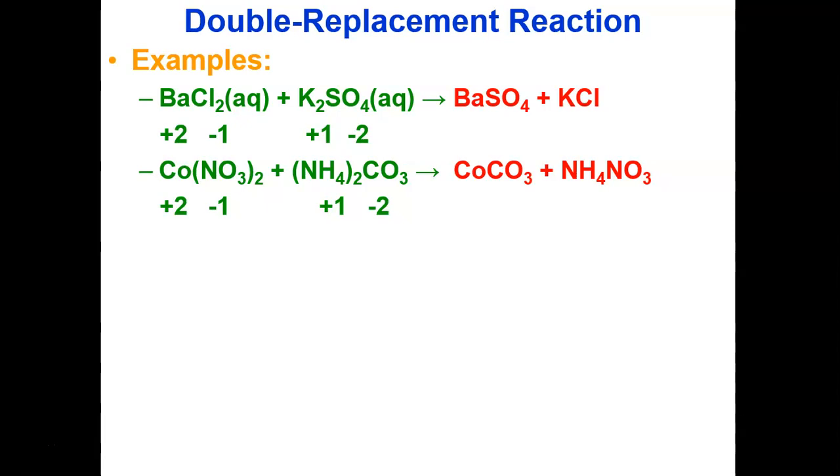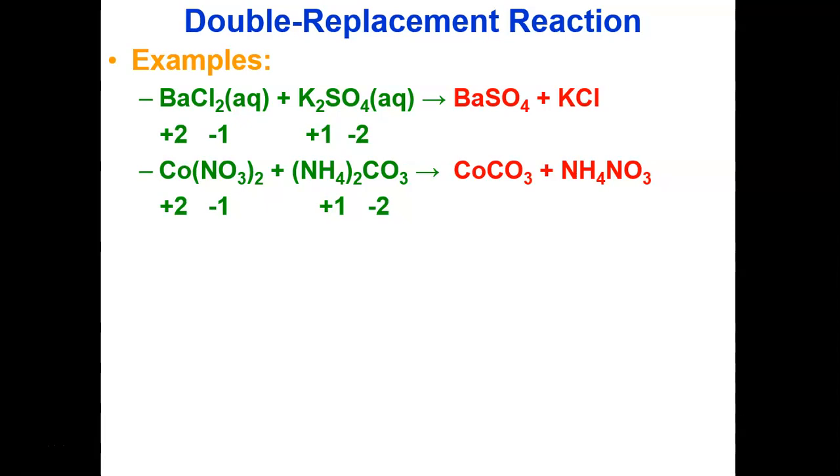Cobalt 2 nitrate and ammonium carbonate. Now this one looks really overwhelming. When you're looking at it to try to predict the products, you might feel like it just seems too hard and you don't even really want to bother and you're just going to guess. Take the time. You do know these, and so if you take the time to write out the ion charges before you try to predict the products, it actually isn't that overwhelming.